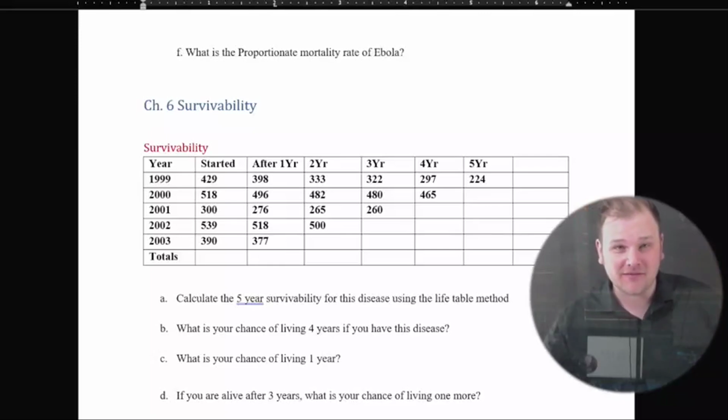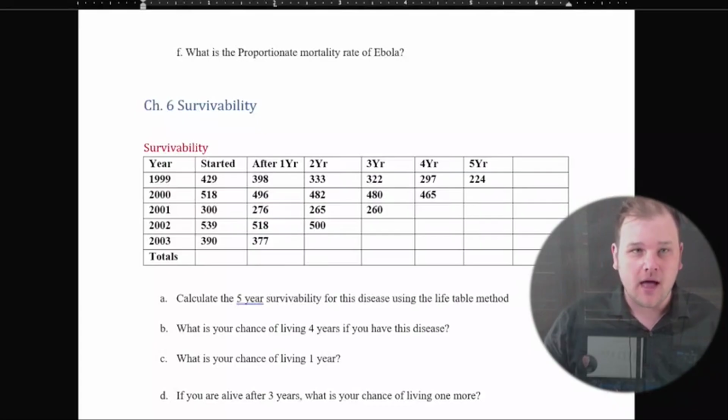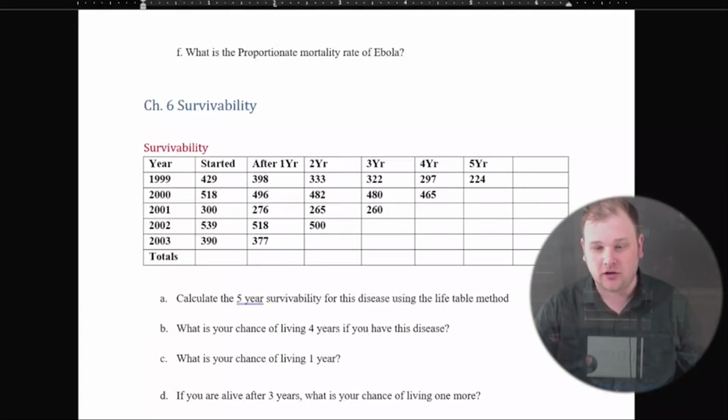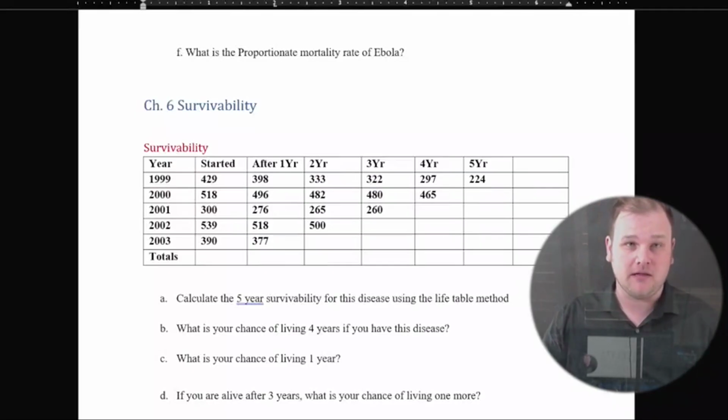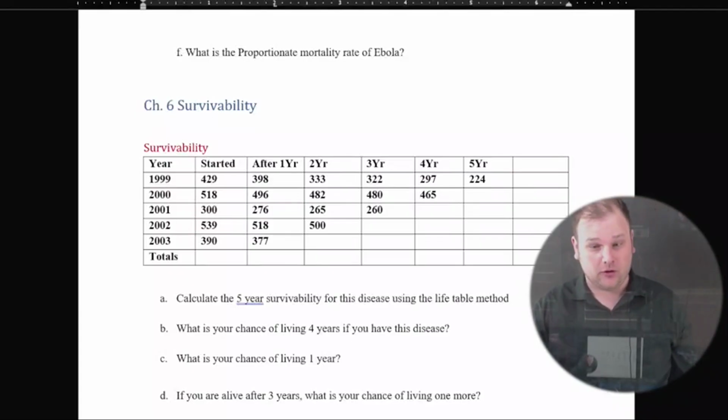Hello everybody, in this video I'm going to be reviewing 5-year survivability, and I'm going to review this first question, which is calculating the 5-year survivability for this disease using the life table method. I did take out a question on using the cohort method, simply because that is not going to be on the final exam, as well as the Kaplan-Meier. That is not on the exam, neither in calculation or multiple choice questions. I just know it's a little information overload for many of you.